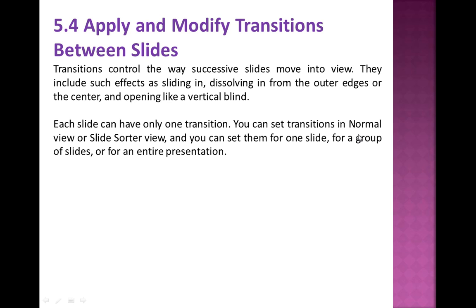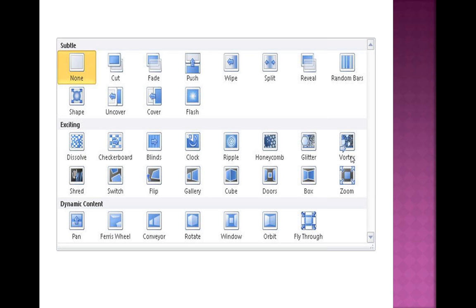You can set transitions in normal view, slide sorter view, or you can set them for one slide, for a group of slides, or for an entire presentation. Means you can apply for one slide, for more than one slide, or you can apply for the entire presentation, means all the slides that are available in the presentation.